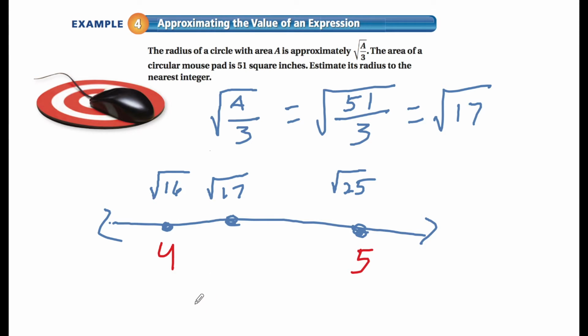So the radius is approximately 4 inches.